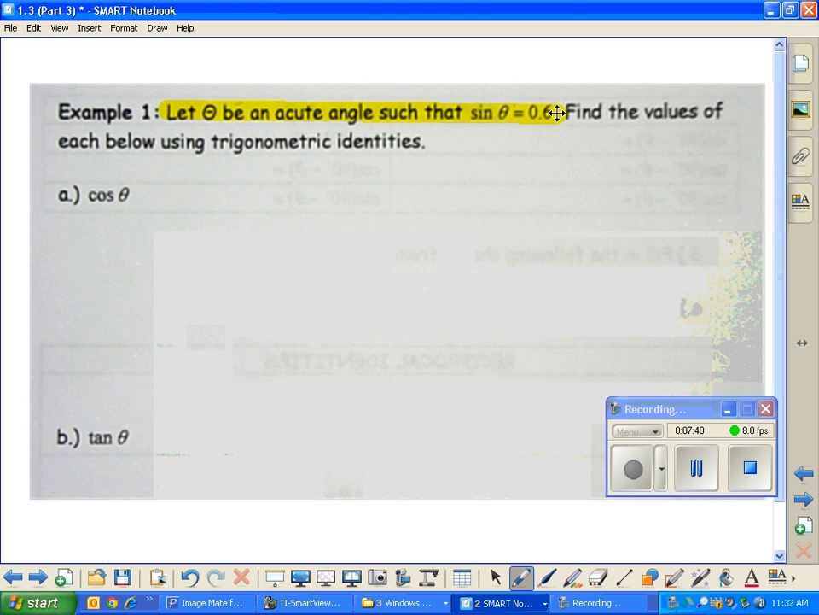So if you need to flip back to your warm-up, take a look around, see if you can find something with sine of theta and cosine of theta. Does anyone see anything in particular that will help us? Oh, Alex, yeah?